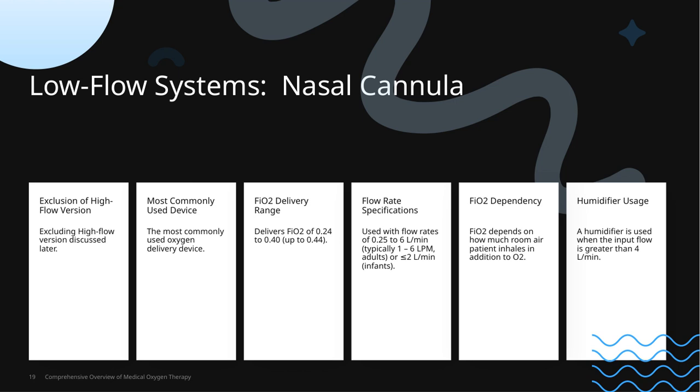As for the FiO2 delivery range, nasal cannulas can deliver oxygen concentrations roughly between 24% and 40%. In some cases, it can go up to around 44%, depending on the flow rate and the patient's breathing pattern.